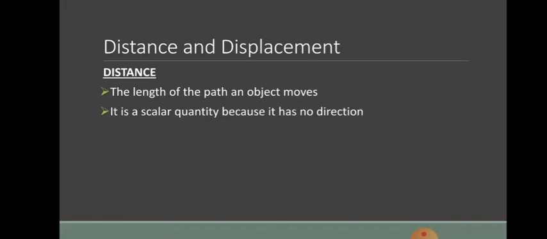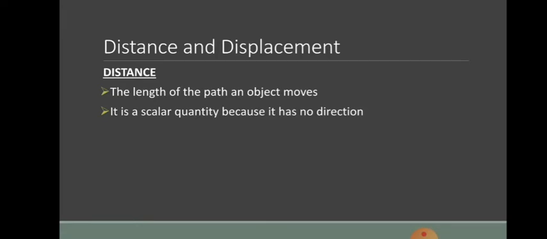Then unsay kalahian sa distance and displacement? Distance is the length of the path an object moves. It is a scalar quantity because it has no direction. So ang distance is from one place to another.